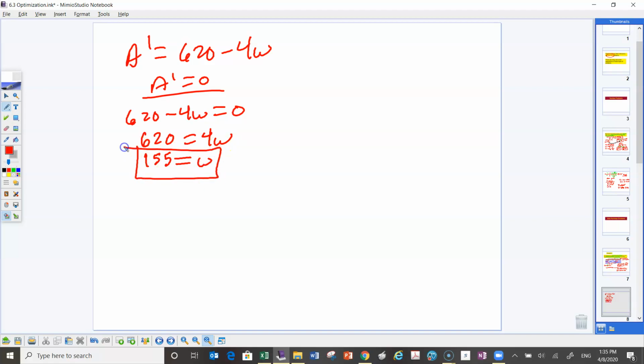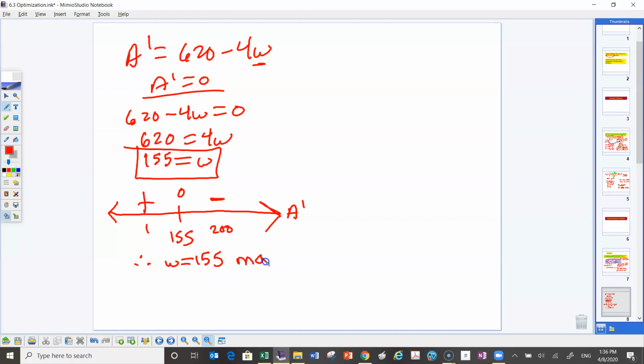Now we want to prove this is a maximum. Okay? Well, you know what, I'm going to do the number line test here again. I'll show that other method in a question later on. So I'm going to use A prime, and my only critical number was 155. So let's use 1 and say 200 as my test points. If I put 1 into the derivative, that's going to be positive. If I put 200 in here, 620 minus 800 is going to be negative. Therefore, we know that W equaling 155 is a maximum because my derivative is changing from positive to negative.